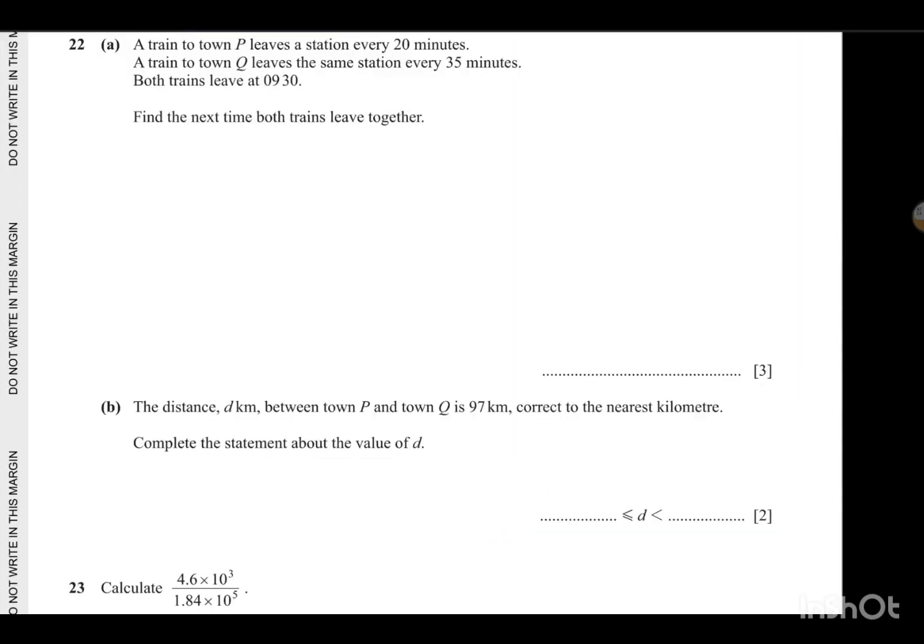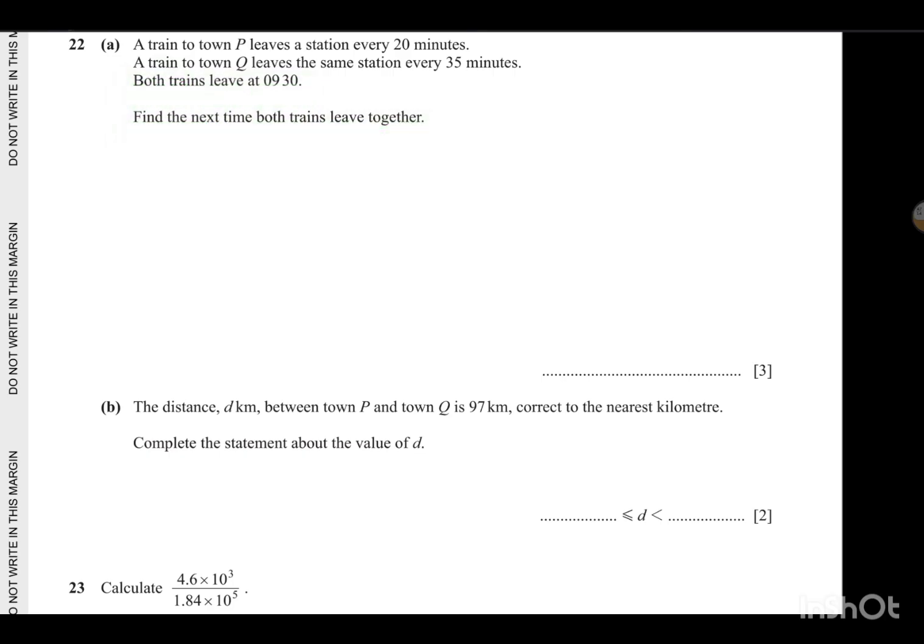Question number 22. A train to town P leaves a station every 20 minutes. A train to town Q leaves the same station every 35 minutes. Both trains leave at 9:30. Find the next time both trains leave together.